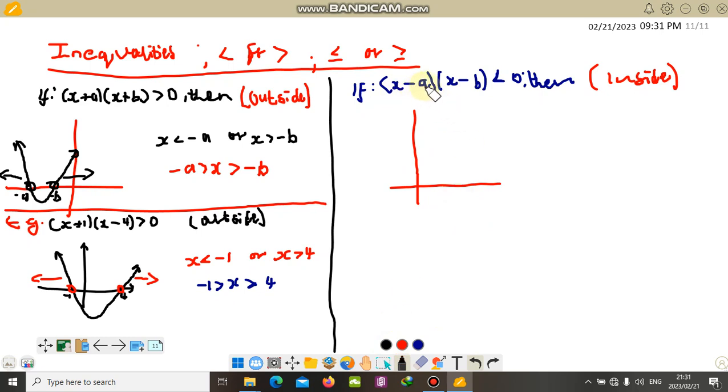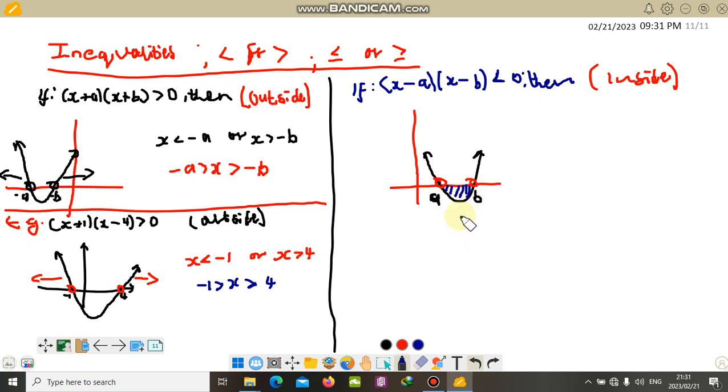So here x minus a will be positive, x minus b will be negative. We'll have a here and b there. If it says less than, the solution lies inside. And remember, if it does not have the equal to part, then this becomes open, but the solution is inside the graph.